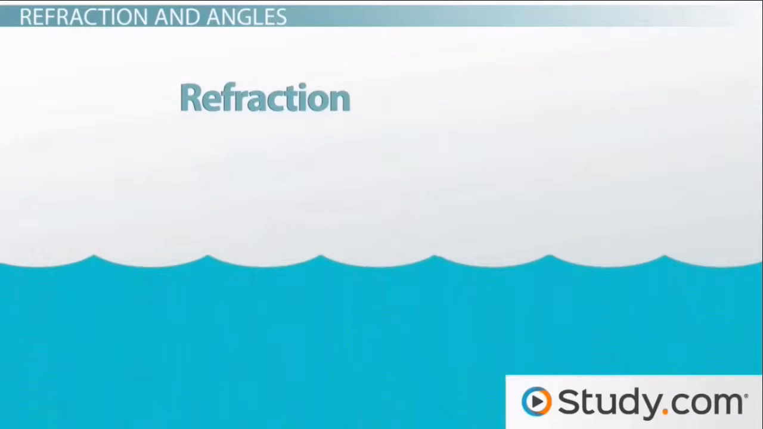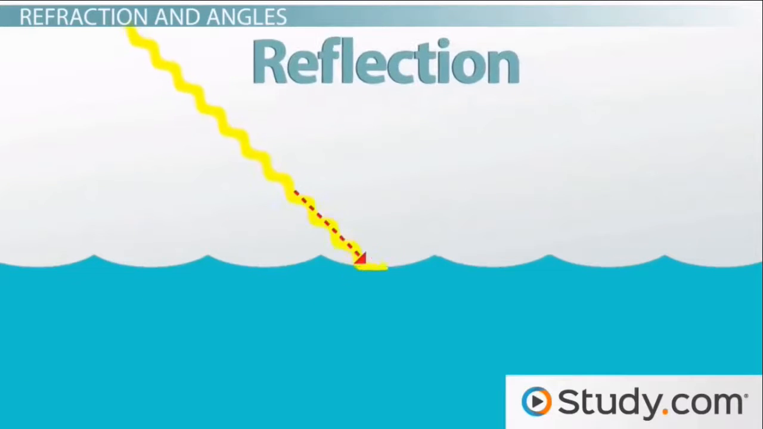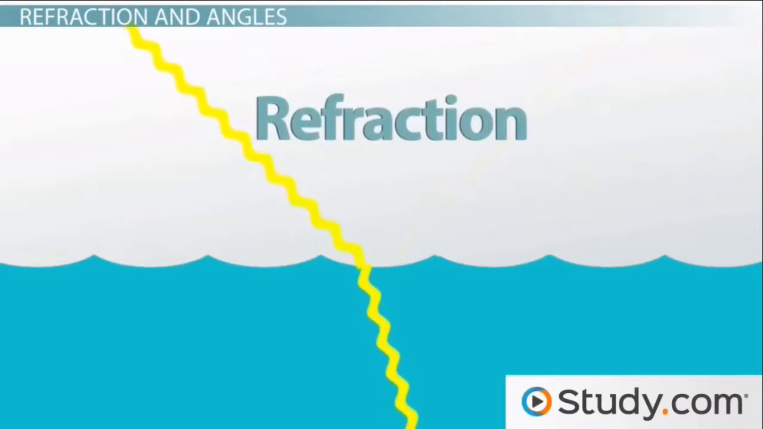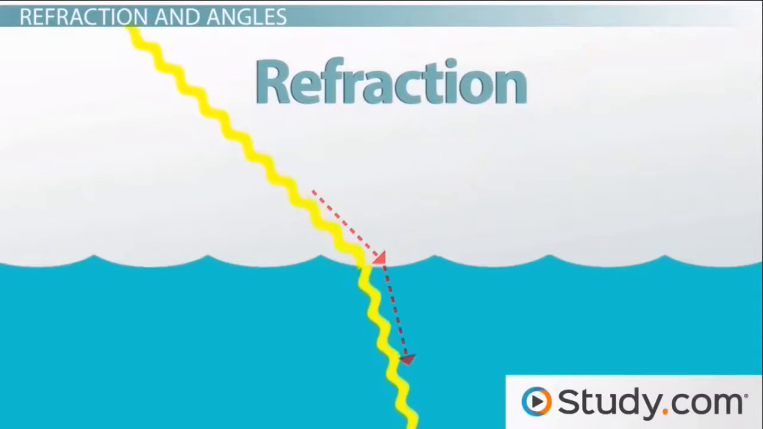Refraction is often confused with reflection, so let's make sure we understand the difference between the two. Reflection is a change in the direction of a wave when it strikes a surface. Refraction is a change in the direction of a wave when it passes from one medium to another. Reflection involves bouncing off a surface, while refraction involves passing into a second medium.